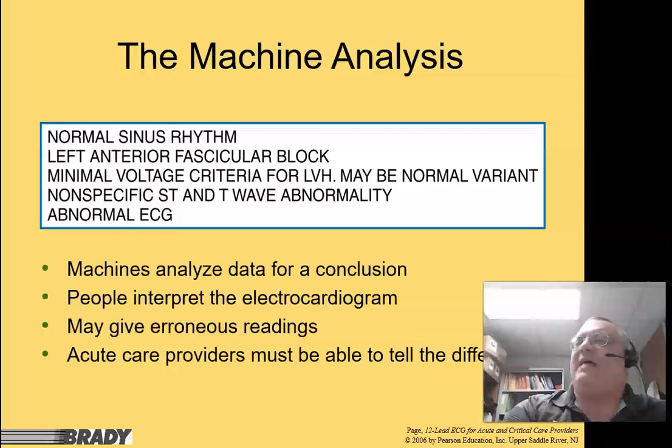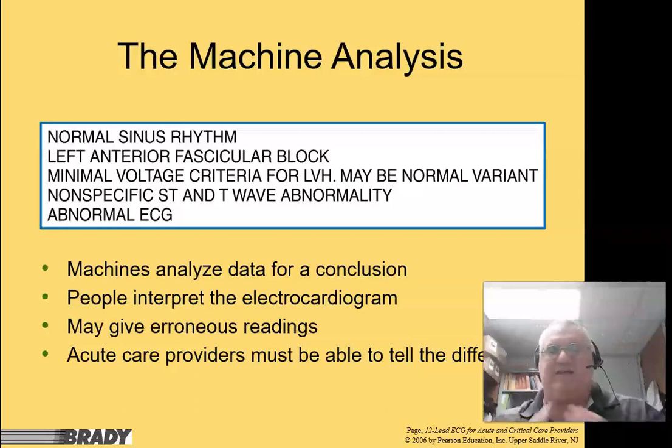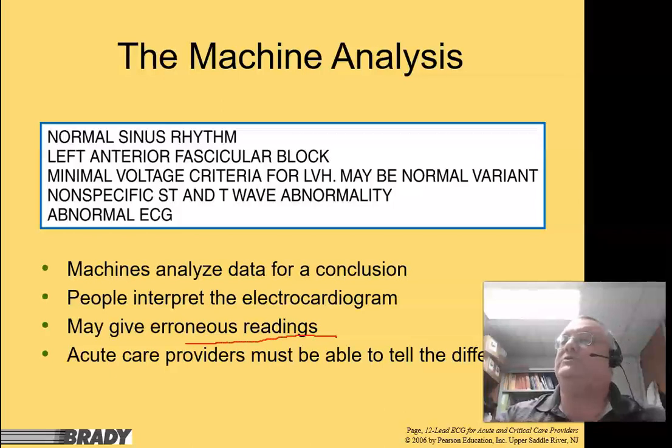Now, I've kind of stressed this already, but if I haven't stressed it enough, I'm going to stress it again. The machine gives an analysis. If you talk to the guys from Physio Control or any machine manufacturer, their simple statement is that it follows an algorithm and it's 98% correct. I've got a bunch of strips that I can show you that say no, that's not true. The machine is built to interpret an algorithm, that's it. It analyzes data for a conclusion, whereas people interpret the ECG, okay? Because if the machine reads it wrong, it's going to give you an erroneous reading, and it might do that.